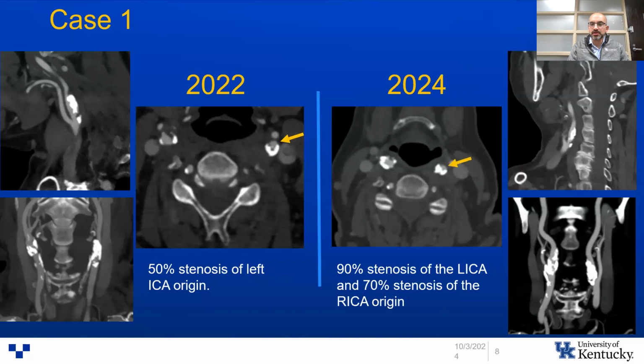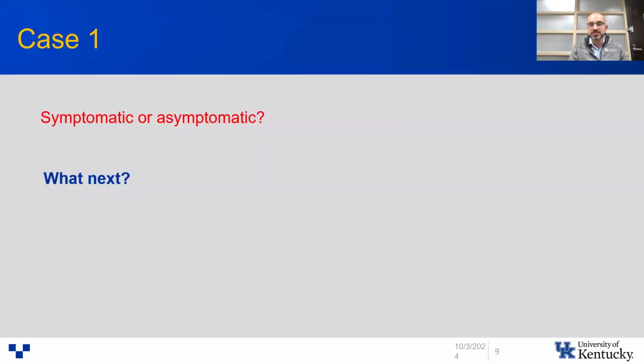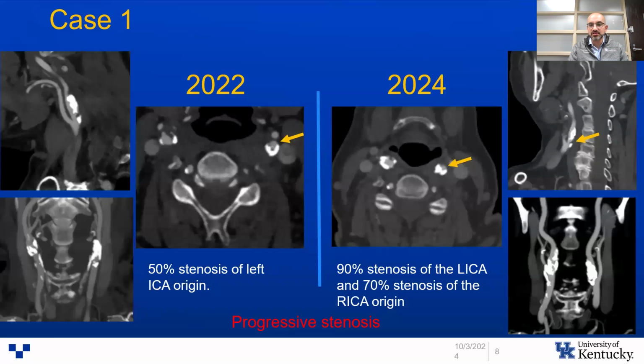We can see both on the coronal, on the sagittal, and in the axial cuts of a CT angiogram that there is progressive stenosis. There is a 90% stenosis on the left internal carotid and 70% on the right side.